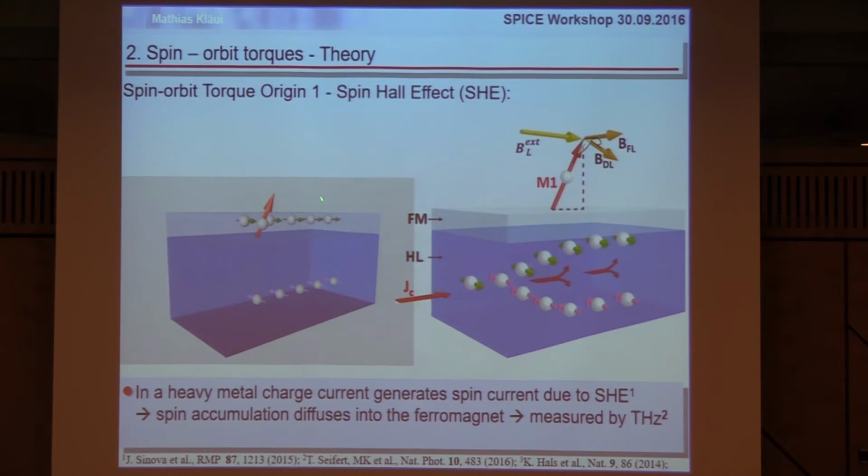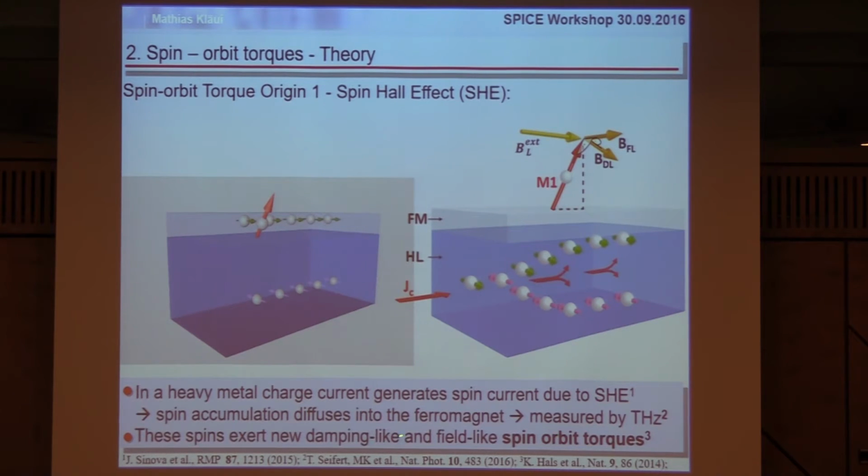And the nice thing is that since you have this damping-like torque, which is M cross something, it's a staggered torque that actually manipulates the magnetization, even in an antiferromagnet, the Néel order parameter. And you saw the talk by Tobias about measuring this using terahertz.